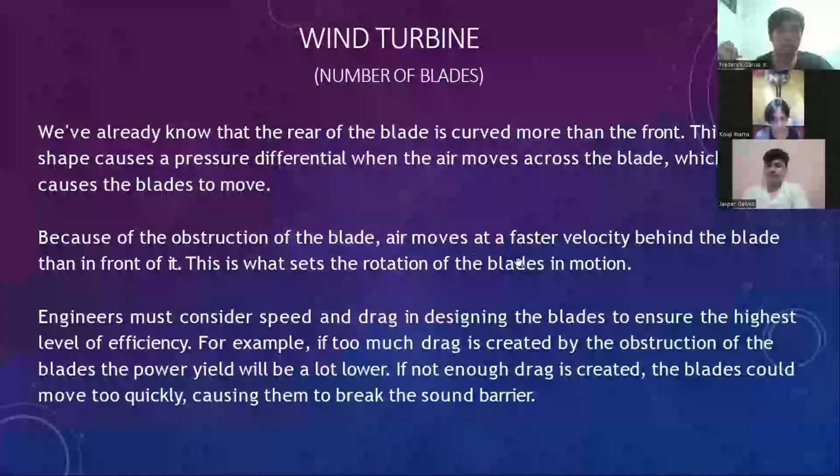We already know that the rear of the blade is curved more than the front. This varied shape causes a pressure differential when the air moves across the blade, which is what causes the blade to move, right? Because of the obstruction of the blade, air moves at a faster velocity behind the blade than in front of it. This is what sets the rotation of the blades in motion. Engineers must consider speed and drag in designing the blade to ensure the highest level of efficiency. For example, if too much drag is created by the obstruction of the blades, the power yield will be a lot lower. If not enough drag is created, the blades could move too quickly, causing them to break the sound barrier.